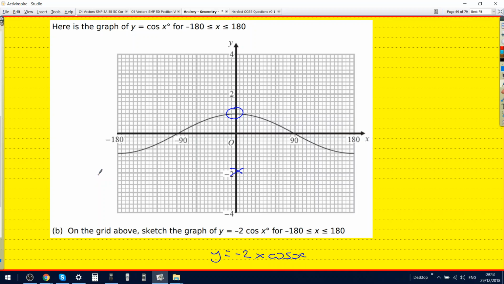That's minus 180, minus 1. So is it 2? Yeah. And this one has the same. And these two are the same. What would those be? They'll be 0. Yeah. You join those up.